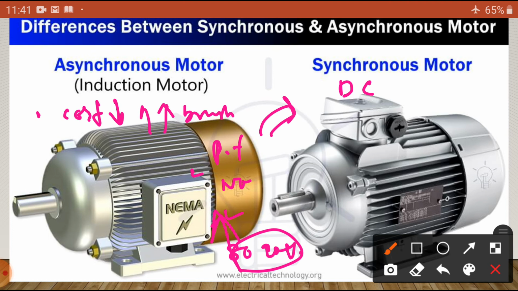Now let us see what an induction motor is, what the internal parts of an induction motor are, and how each part participates to run the motor. Okay, so let us see.